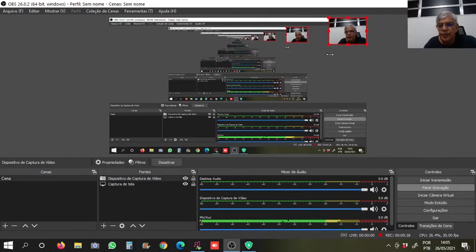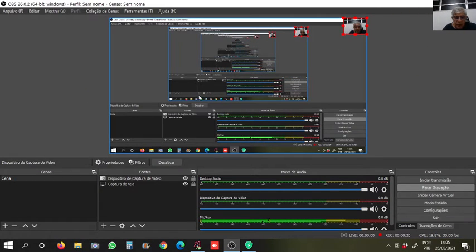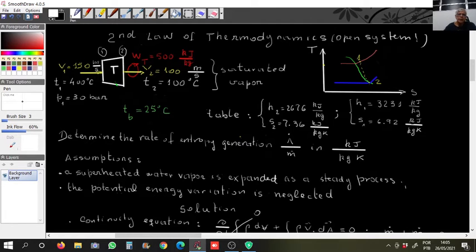This video will present another application of the second law of thermodynamics in an open system. You see here the picture, and there is a turbine. This is a turbine, the second law of thermodynamics, open system.